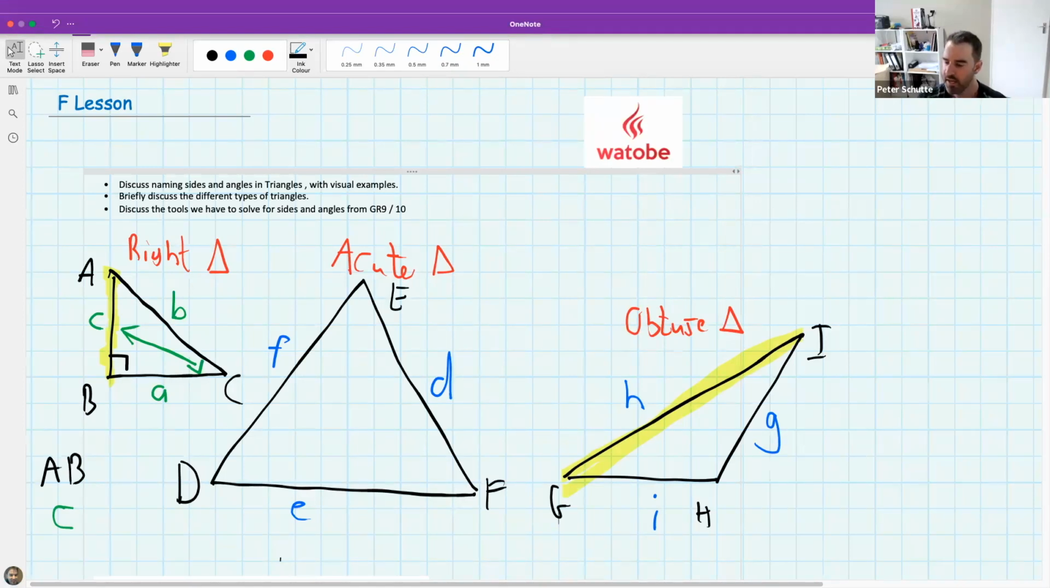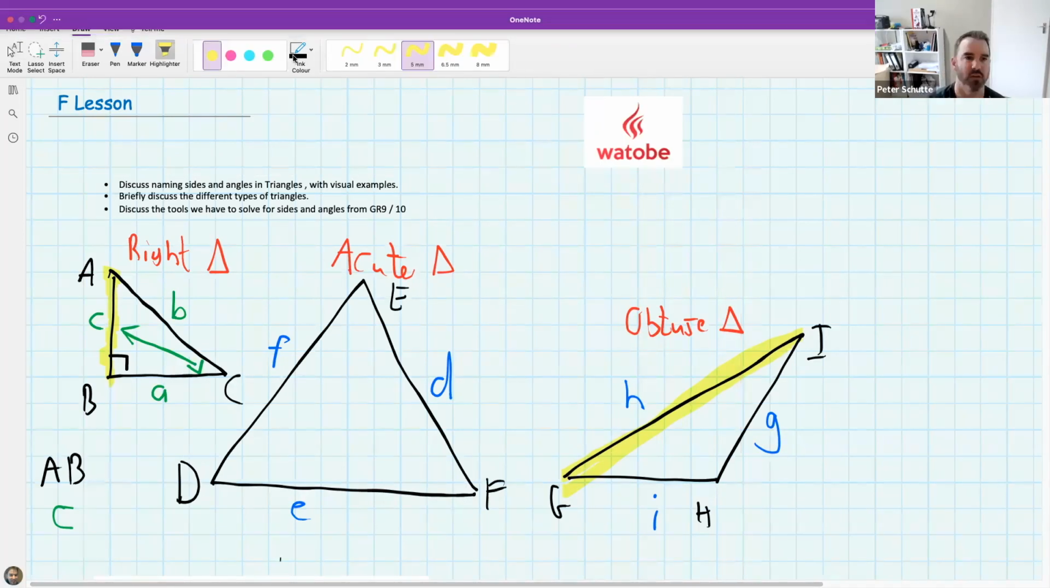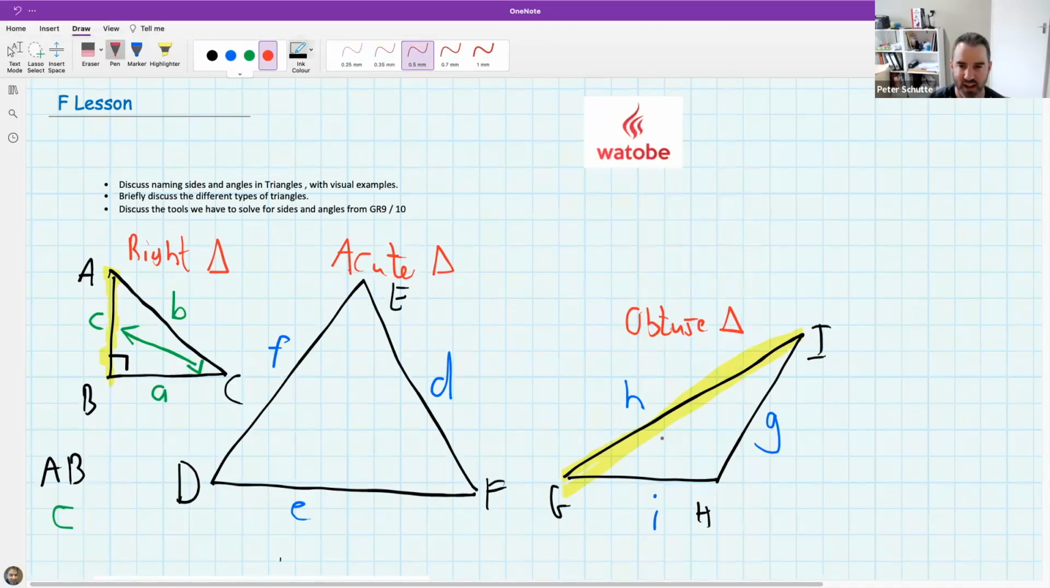Okay, now something else that's important about triangles that I want to point out is the biggest side is always opposite the biggest angle. So I'm going to concentrate now on the obtuse angle triangle. The biggest angle here is the angle H. It's greater than 90. It's the obtuse angle. And because this angle is the biggest angle, the longest side is going to be opposite the biggest angle.